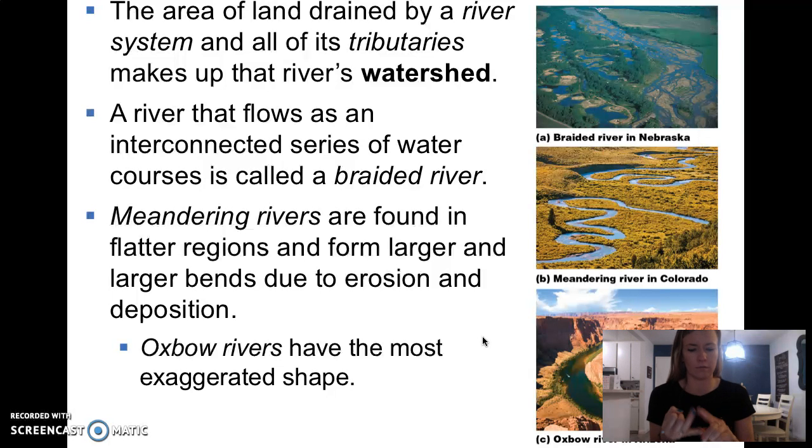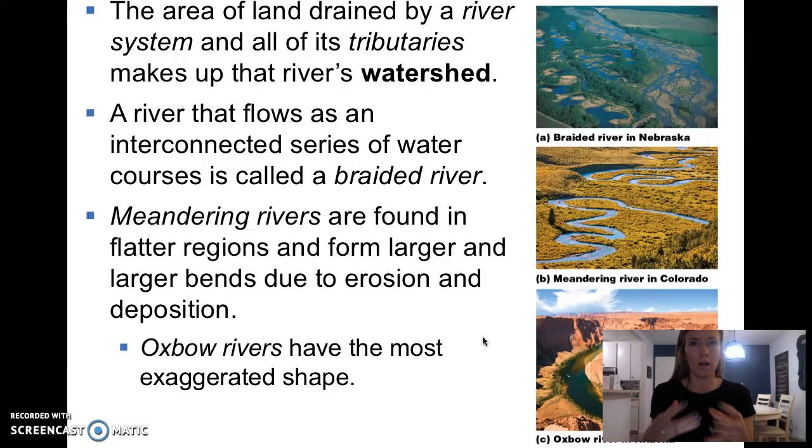So first, let's talk about river system and tributaries. Tributaries are smaller rivers that feed into a bigger river. So you can think of it as a stream. They're just small bodies of water that eventually feed into a big one. And then the river system is the main river and all of its tributaries.